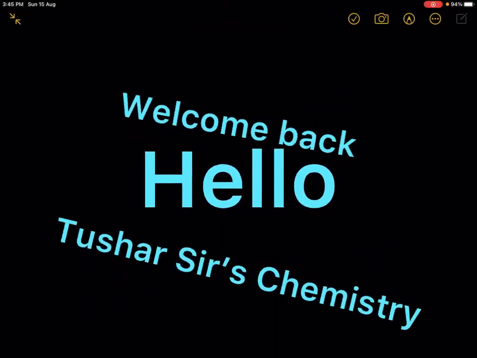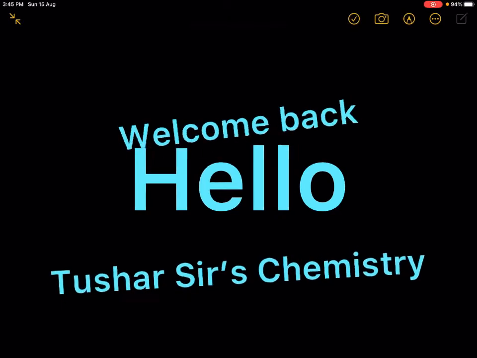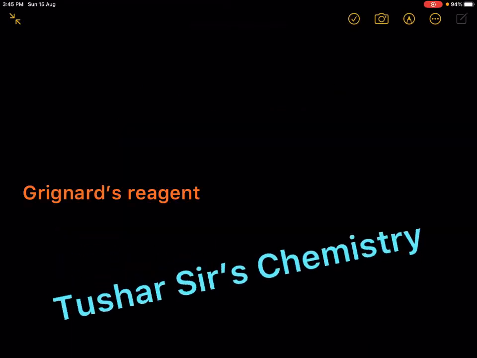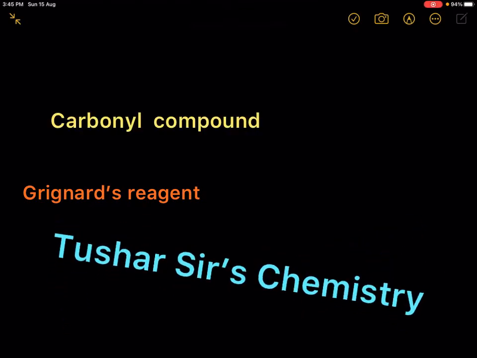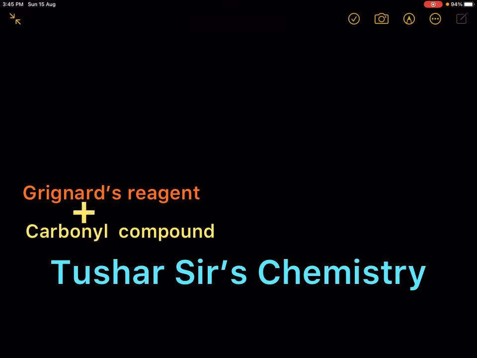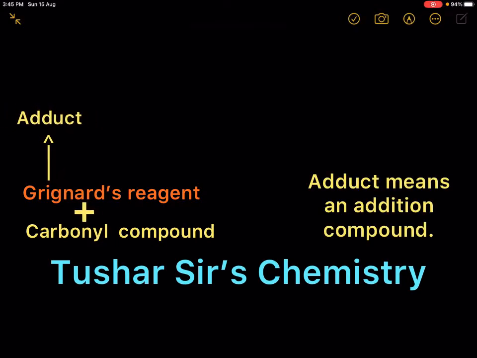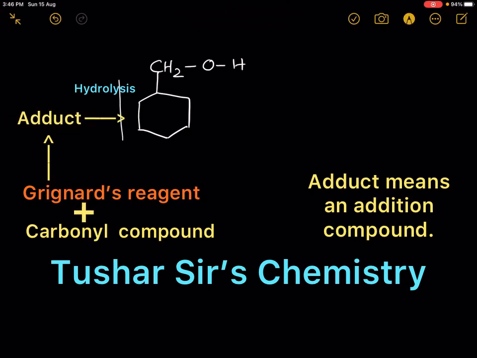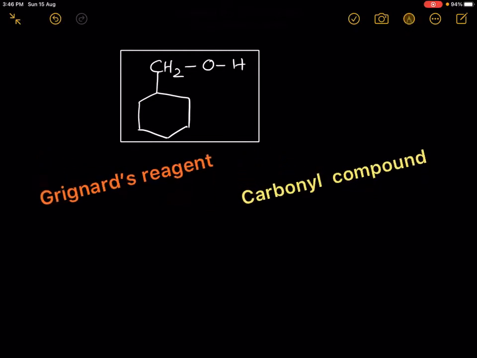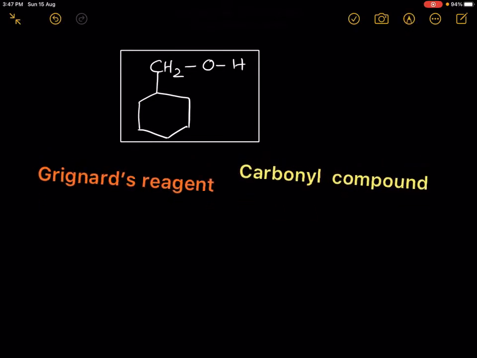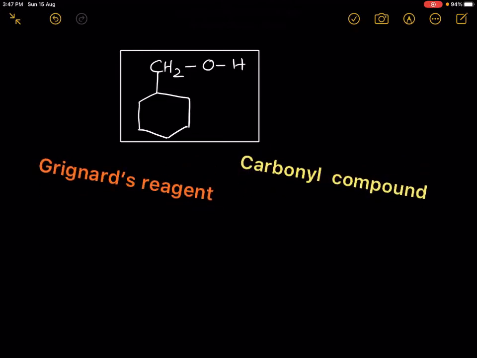Hello, welcome back. In this video, we'll discuss what is the name of the Grignard's reagent and the carbonyl compound which on treatment with each other gives an adduct, which on further hydrolysis gives a type of alcohol which is already given on the screen. You see, this is the alcohol prepared from a Grignard's reagent and carbonyl compound. We have to find the carbonyl compound and the Grignard's reagent.